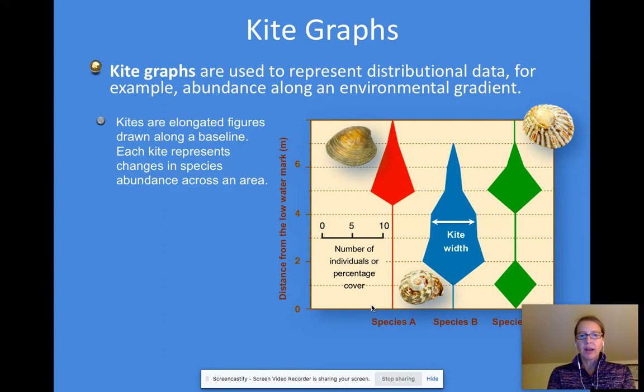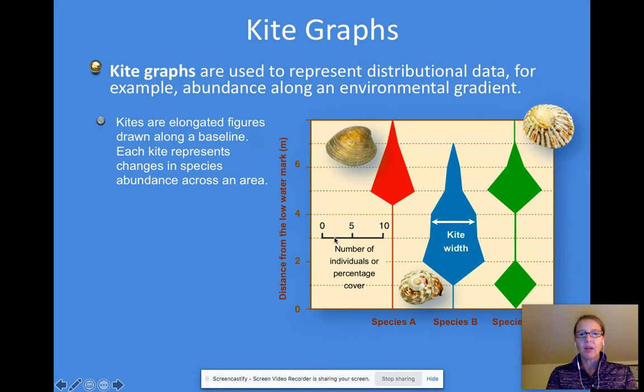So they're elongated figures. They're drawn at a baseline. Each kite is a change in the species abundance across an area. So this kite, and this kite, right? So each kite is going to represent a different species, and how their abundance, what their population size is going to change as you move along the transect. So this would be how you laid the transect down at 0, 1 meter, 2 meter, 3 meter, 4 meter, and so on. And you would look at how many species you would find, or percentage cover in that general area.